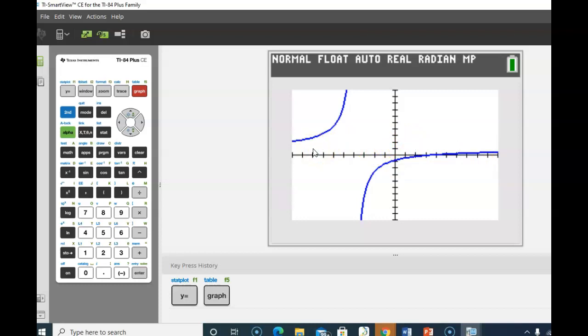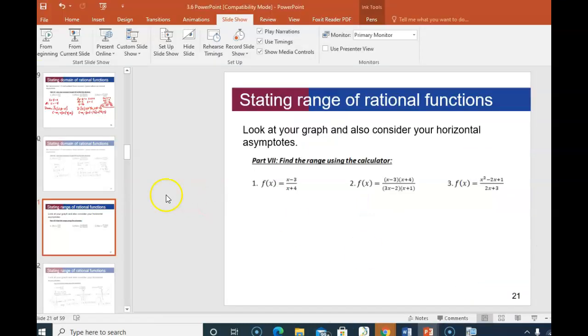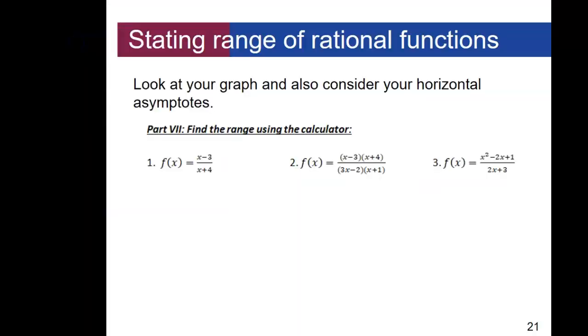When I go to identify the range on it, what I see, looking from the bottom to the top, is that the only y value that gets excluded is at this horizontal asymptote. So y equals 1 is the only place that's excluded. When we write the range for that, we are going to have to indicate that. So our range on this one is going to be from -infinity to 1, and then from 1 to infinity.